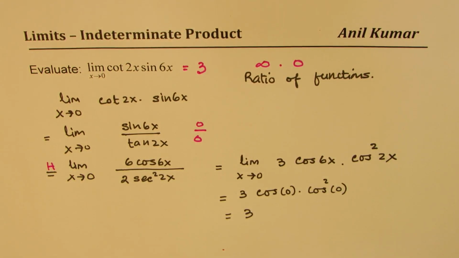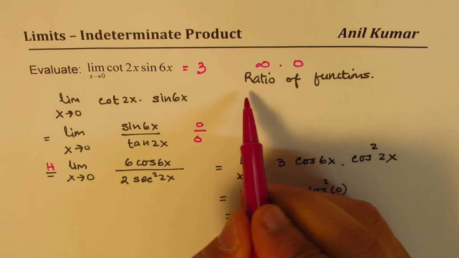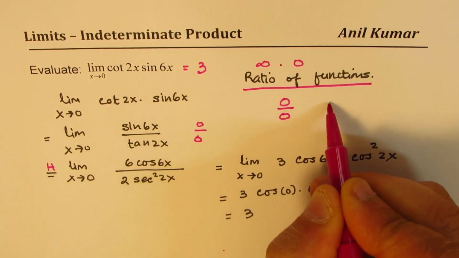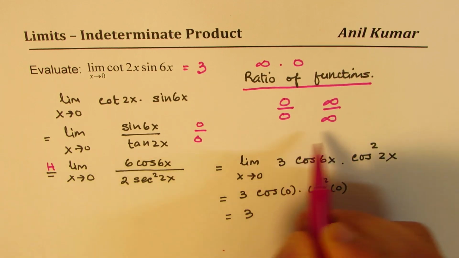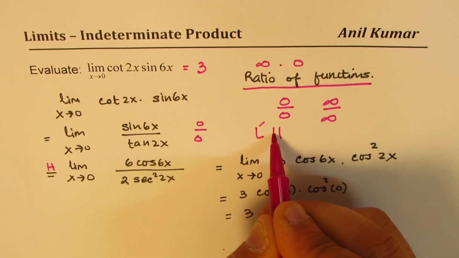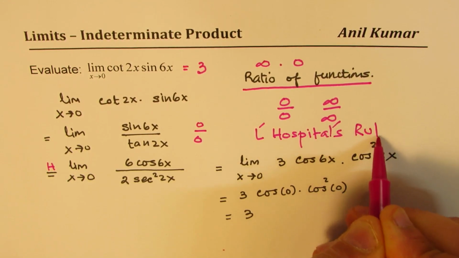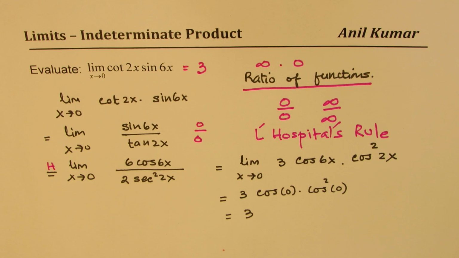Perfect. So that is how you can easily find the limit for indeterminate products. So let me summarize once again that the idea here is always to write those functions as a ratio of functions. So once you do that, you either get 0 over 0 form or you get infinity over infinity. Then you apply L'Hopital's rule. Right. Sometimes you may have to repeat this rule as we saw in one of our examples. But however, you can definitely get the solution in this fashion.